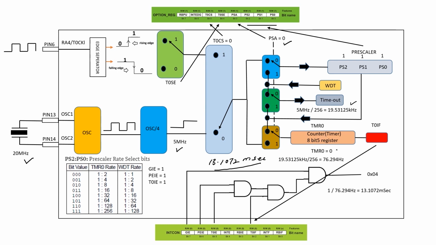If we load the timer with 0 value, then again this clock speed will be divided by 256 and we'll have a frequency of 76.294 Hz. The time period of 76.294 Hz equals 13.107 millisecond. To get the interrupt, we have to set global interrupt enable, peripheral interrupt enable, and timer 0 interrupt enable. If all these 3 bits are 1 and the timer 0 flag is 1, then the program counter of the microcontroller will go to the address 04, which is the interrupt vector for the PIC16F877A microcontroller.